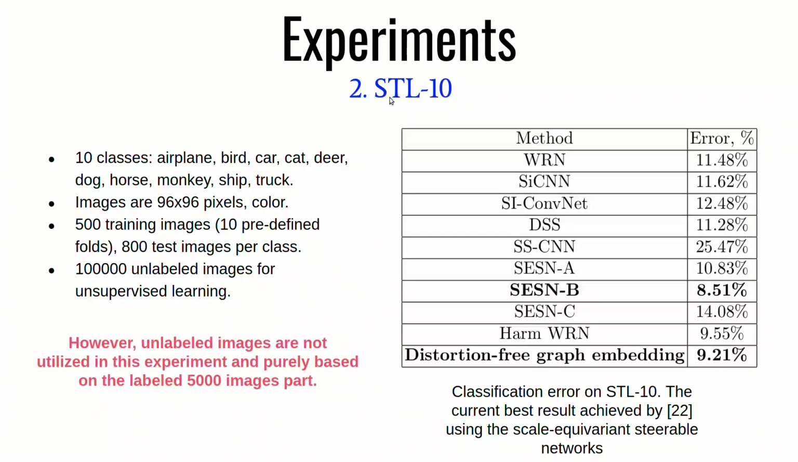In order to evaluate the classification framework based on the distortion-free graph embedding using different datasets, an experiment using STL10 has been conducted. STL10 consists of 5,000 training images with 10 predefined folds, which is similar to CIFAR10, with a size of 96 by 96 pixels. Furthermore, there are 100K unlabeled images in the dataset. However, unlabeled images aren't utilized in this experiment, which is purely based on the labeled 5,000 images part.